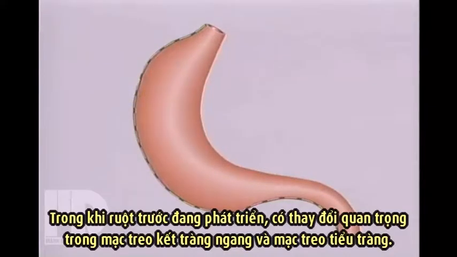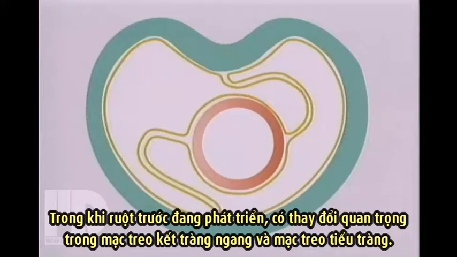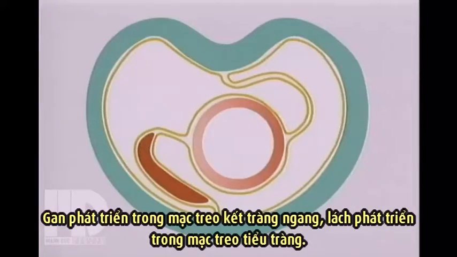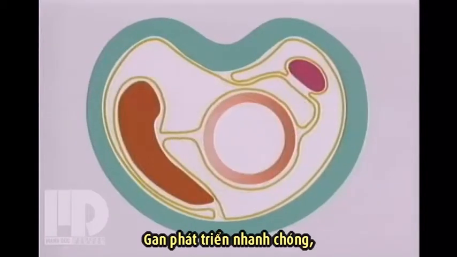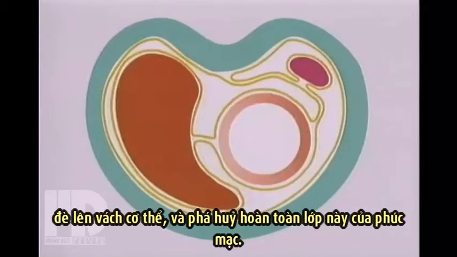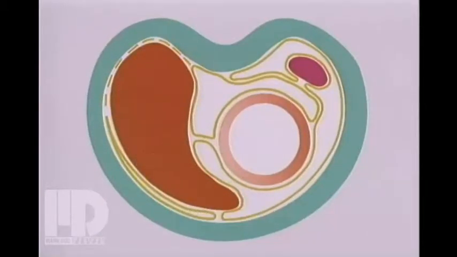While the foregut is developing, there are important changes in the ventral and dorsal mesogastrium. The liver develops in the ventral mesogastrium. The spleen develops in the dorsal mesogastrium. The liver grows rapidly, pressing against the body wall and obliterating these layers of peritoneum.